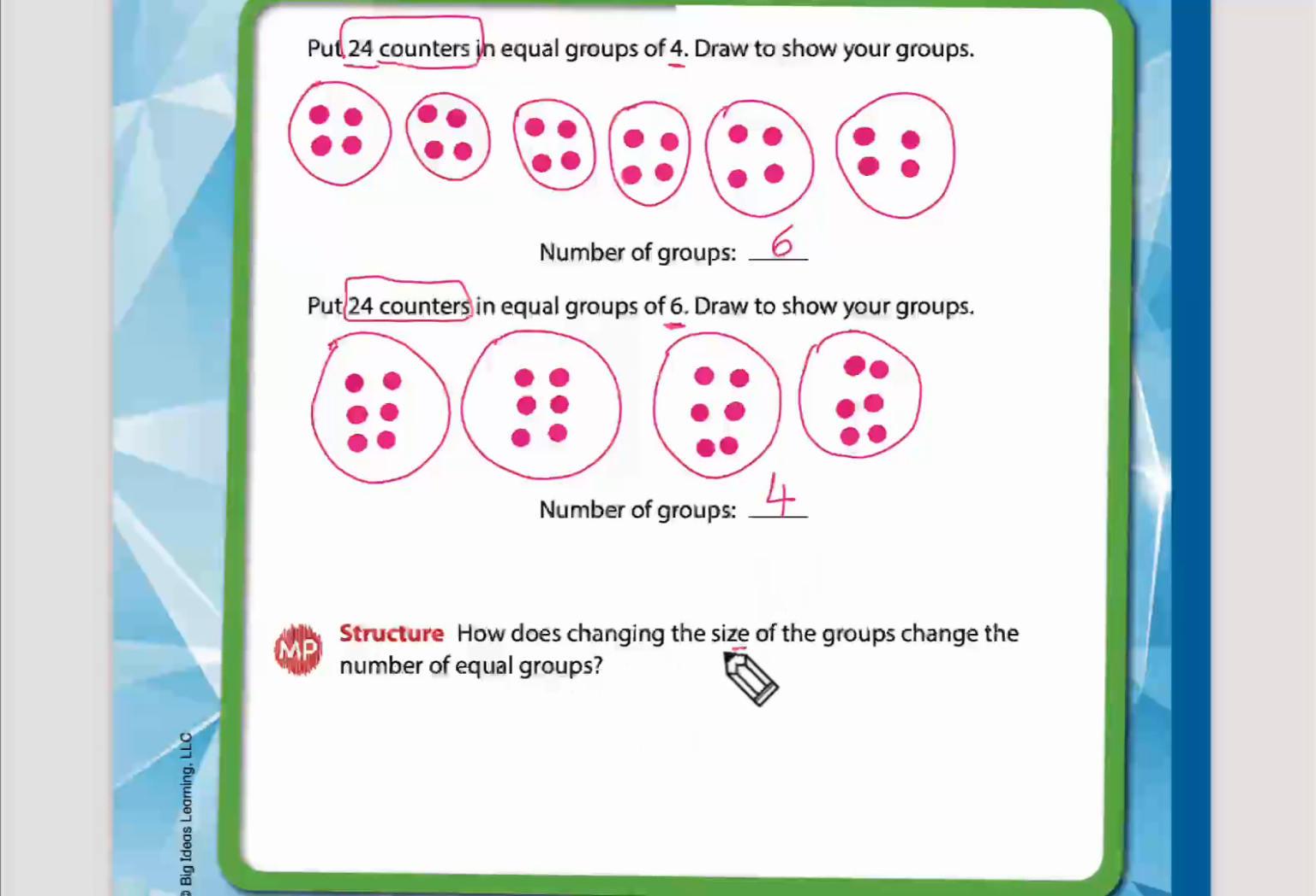How does changing the size of the groups change the number of equal groups? If we make the size larger, bigger, use 6 in each group, does the number of groups go up or down, more or less? Yes, my heroes? If we use more in each group, do we get more groups or fewer groups? If the size increases, the number, excellent Aisa, the number decreases. The number of groups decreases.